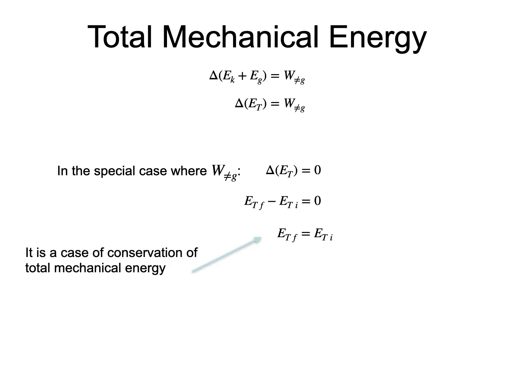Reusing the definition of total mechanical energy gives this equation. It does not mean that the speed and the height of the object do not change. It means that the sum of the kinetic energy and the gravitational potential energy stays constant. What the kinetic energy loses, the gravitational potential energy gains, and vice versa.